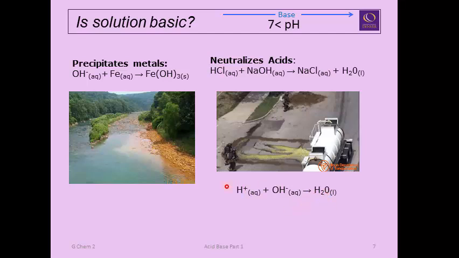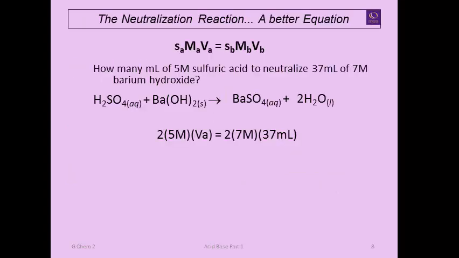So I want to review that with you real quick. This is something you learned in General Chemistry 1, but I want you to be sharp on this equation, so we're going to review that before we go into this section. Here's an example of this. This is what I consider to be a little better equation.